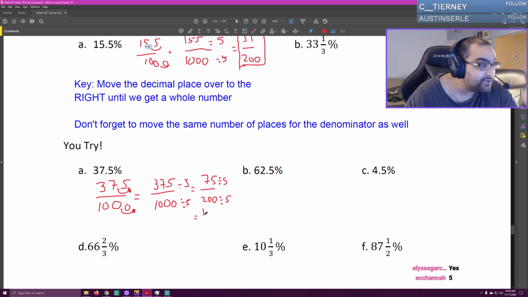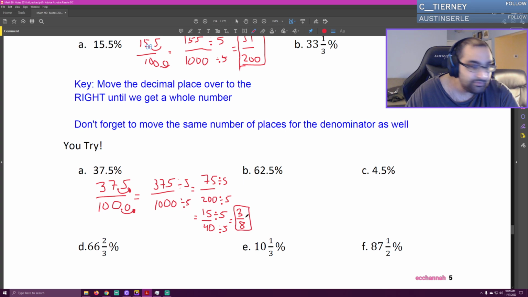Now, if we did 75 divided by 5, we're going to get a 15. And if we do 200 divided by 5, you'll end up with 40. Can we reduce this down? 15 over 40, yes or no? Is this reducible or do we stop? Okay. So Hannah says, yeah, we can divide by 5 here once again. So let's divide by 5 here once again. And then finally, we're going to get our answer here of 3 over 8.